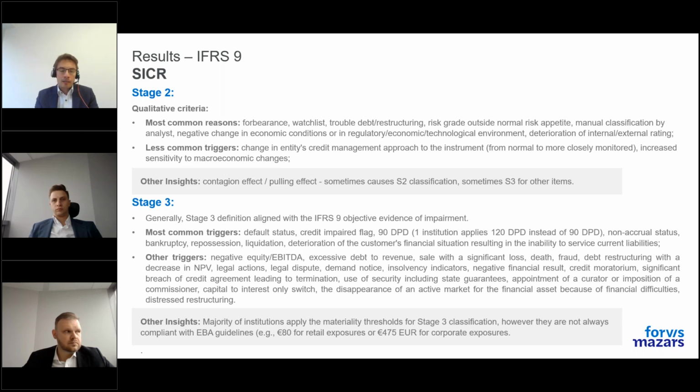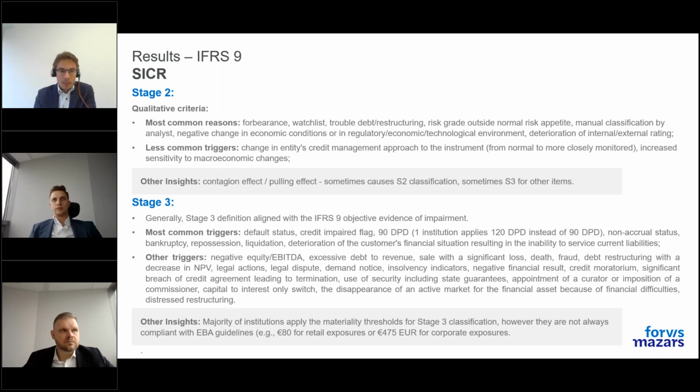Less common triggers that we observed in our study would be change in entity's credit management approach to the instrument, when the exposure was reclassified from normal to more closely monitored exposure, however, without being put on watch list. Or another trigger would be increased sensitivity to macroeconomic changes in a negative macroeconomic environment.